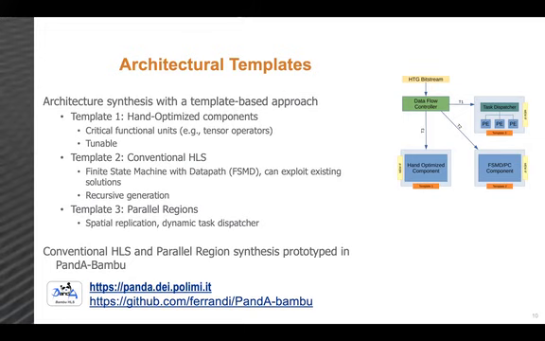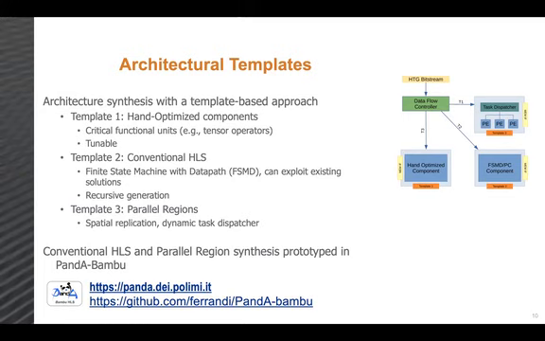Thank you, Marco. So as Marco has mentioned, our high-level synthesis flow is flexible enough to generate multiple target architectures. So we don't stick to a single architectural design, but we have the opportunity to optimize the design, exploiting different design concepts. Here are listed just a few of the different alternatives that we can target. So we can use and optimize components for critical functional units. For example, if we have a tensor operator and we have a custom implementation of it in hardware, we can just allocate the custom functional unit for that. And those functional units can be customizable.